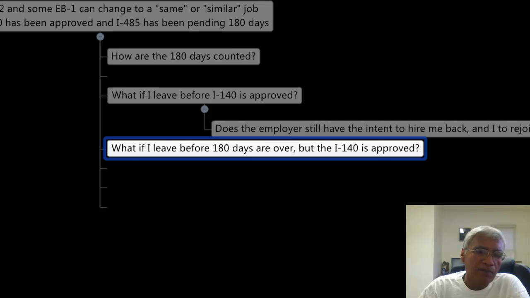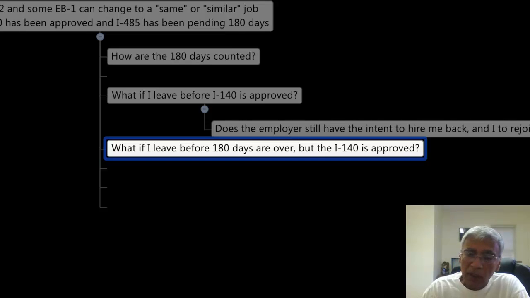What if I leave before 180 days are over, but the I-140 is approved? Now the hypothetical is a little different. Remember the 150-day example. What if I leave on the 150th day? My I-140 is approved, but I'm still 30 days short of the 180 days that's needed for the 485 to be pending. This hypothetical assumes that both the I-140 and the 485 were concurrently filed. If they were not concurrently filed, then of course the previous analysis, the intent analysis, applies: does the employer have the intent to hire me back? Then I can file a 485.